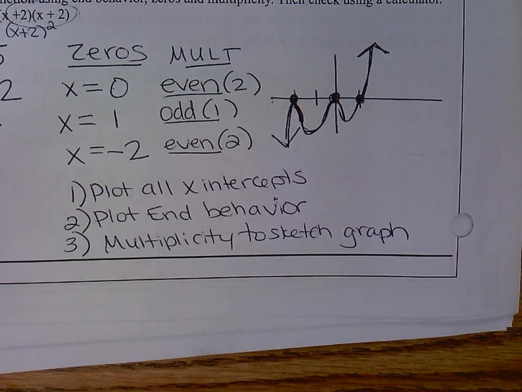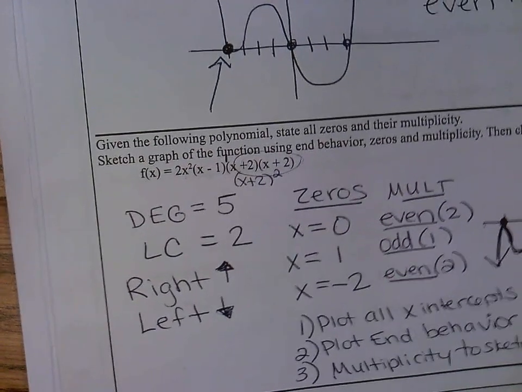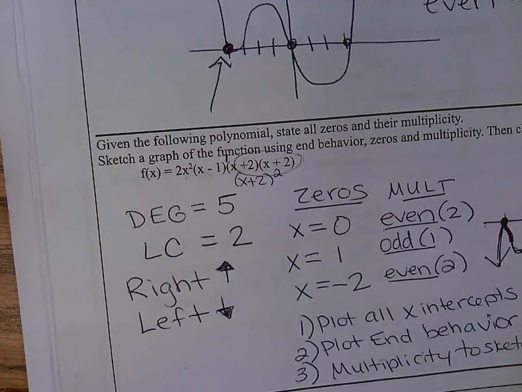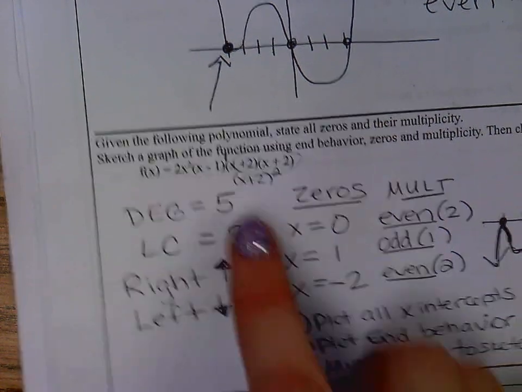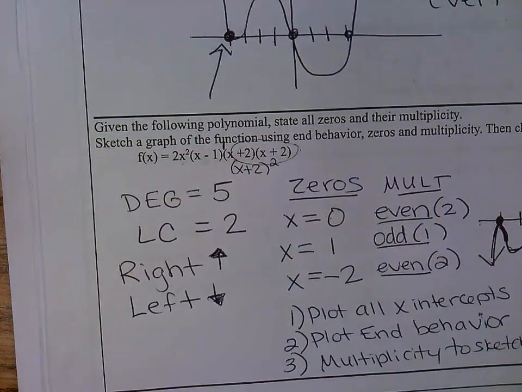Even is bouncing off like a quadratic. See how I remember it because this just says 2x squared. So it's almost like there's a little quadratic function happening at that point. And then I think of linear as it cuts through the x-axis. 2x to the power of 4 is even, so it would also bounce off again.